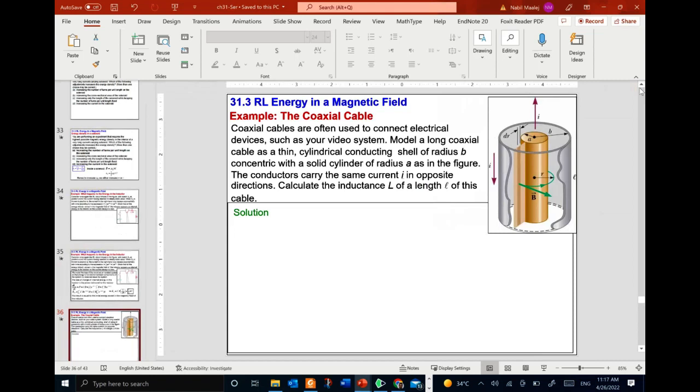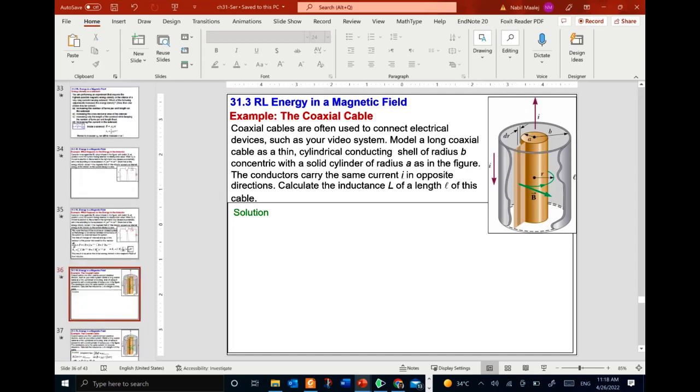Okay, so here, this is not an inductor, it's a coaxial cable. Coaxial cables are often connected to electrical devices such as the video system. So you have a wire inside and the shielding outside, and the current flows through the wire inside the coaxial cable. So we can model a long coaxial cable as a thin cylindrical conducting shell.